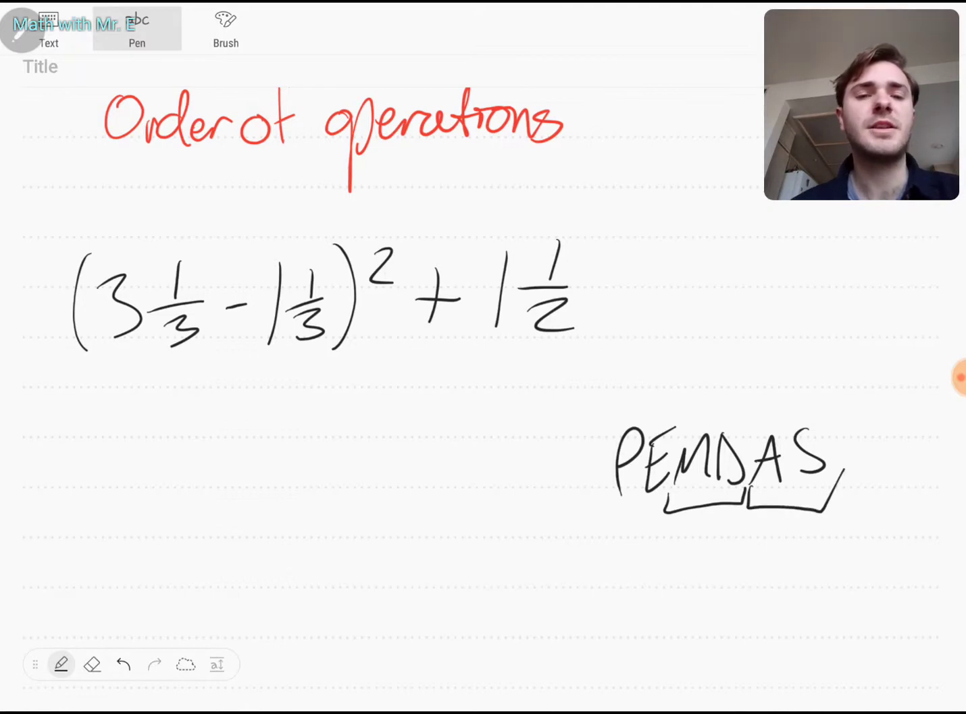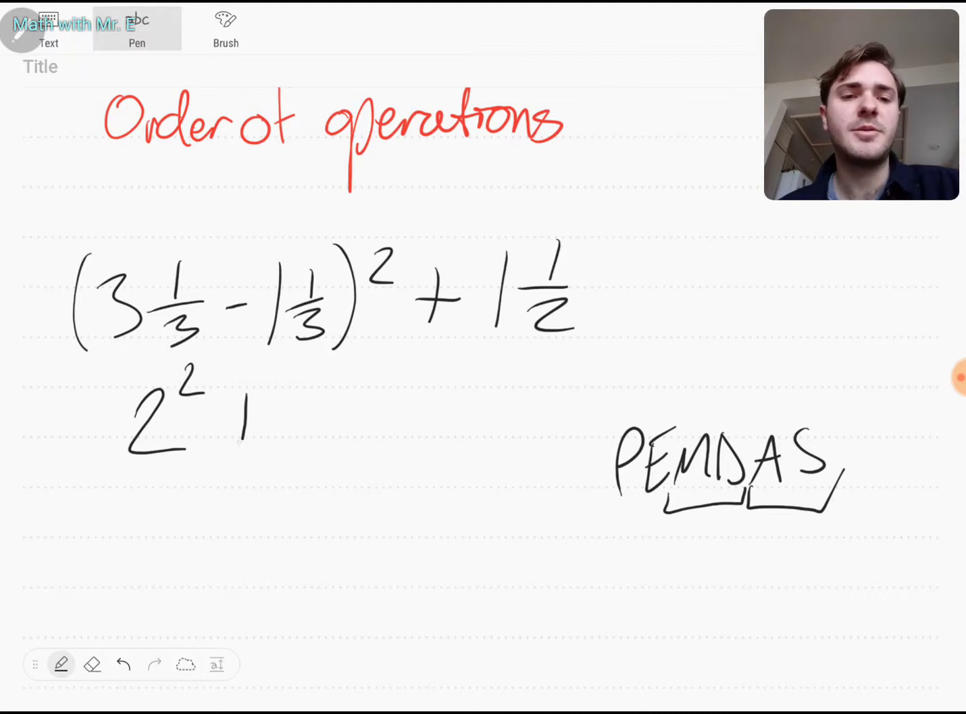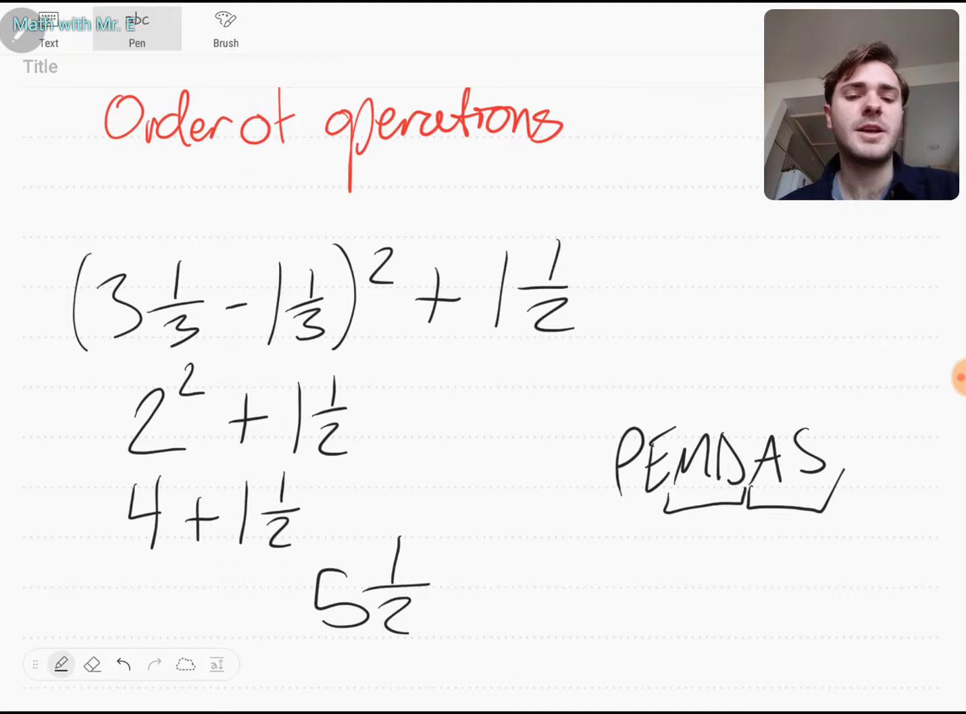So first things first will be our parentheses. So we've got 3 1/3 minus 1 1/3. So you can do 1/3 minus 1/3 is 0, and 3 minus 1 is 2. So that would be 2. So now we've got 2 squared plus 1 1/2. So we'll do the exponent next. 2 squared is the same thing as 2 times 2, which is 4. And finally 4 plus 1 1/2 would be 5 1/2.